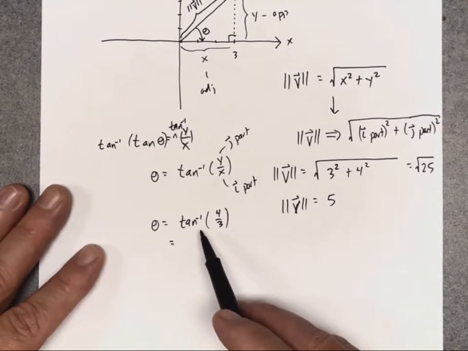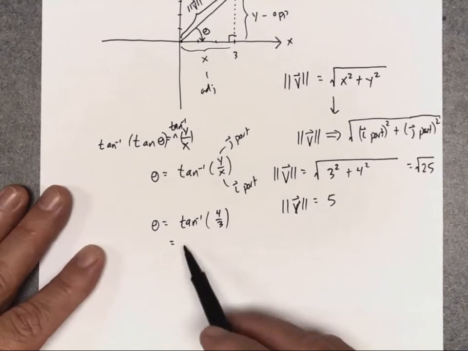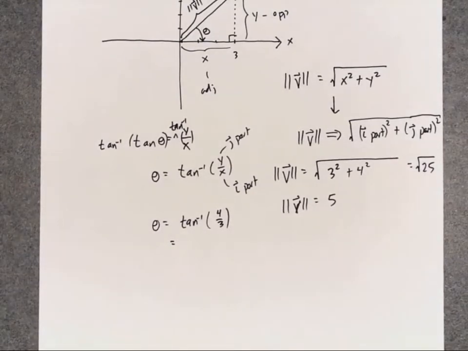As a matter of fact, I'm going to strongly suggest every time you do a problem like this, that you start out by drawing a graph, because that's going to make sure that when you do things like the inverse tangent, you don't get confused and give the wrong angle.